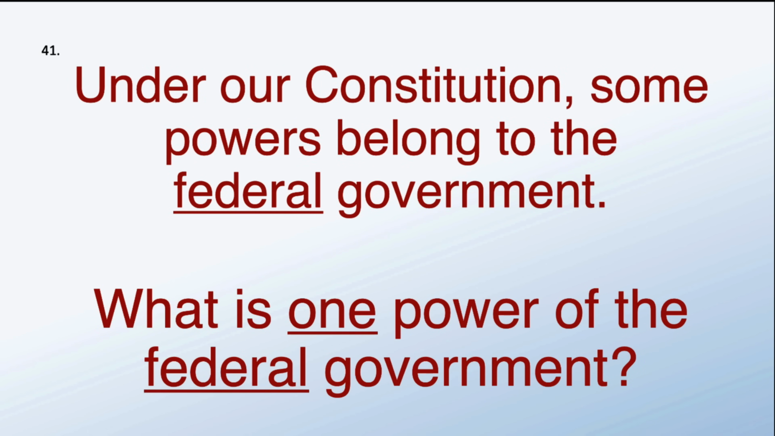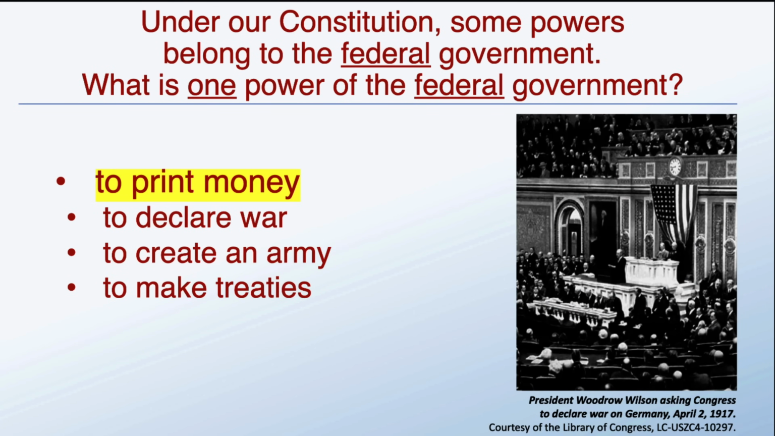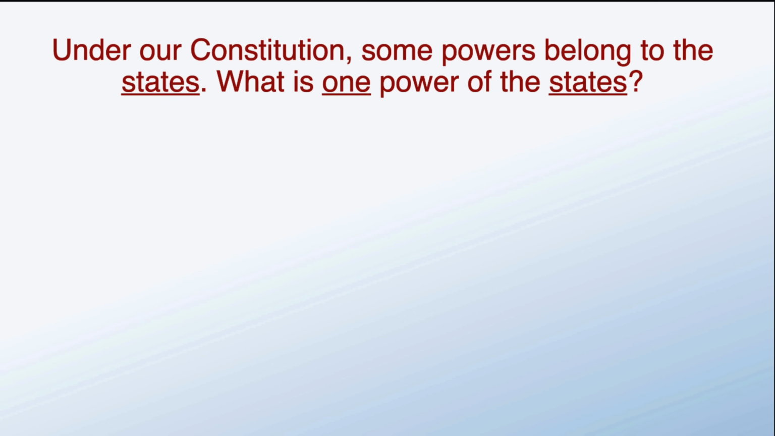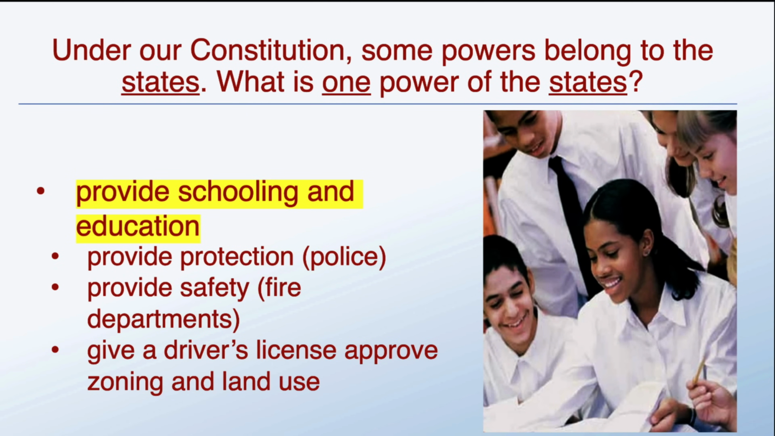Under our Constitution, some powers belong to the federal government. What is one power of the federal government? To print money. Under our Constitution, some powers belong to the states. What is one power of the states? To provide schooling and education.